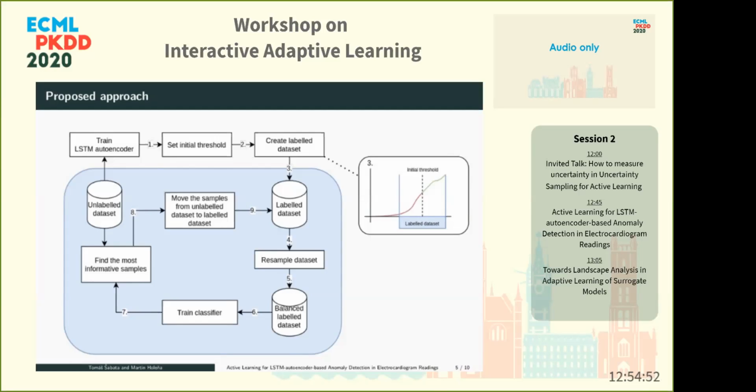So as the labeled dataset is created, we use resampling algorithms to balance it, because although we are trying to sample anomaly points, it can happen that the dataset will be unbalanced, and many more normal points will be in the dataset. To mitigate this, we used resampling algorithms in our experiment. As we have the balanced labeled dataset, we train a classifier, and as is standard in active learning, we use some query strategy to find the most informative samples and move them from the unlabeled dataset to the labeled dataset. In our experiment, we use uncertainty sampling, actually the least confident uncertainty sampling. So we use confidences of the classifier to find the most informative samples.